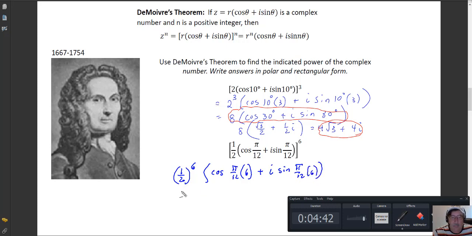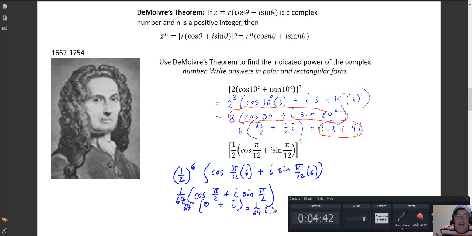And this will give us 1 over 64, I believe, is 1/2 raised to the 6th power, times the cosine of pi over 2 plus i sine pi over 2. That's multiplying the pi over 12 times 6. And this is our polar answer. Now to go rectangular or standard form, we just have to know the cosine of pi over 2 is 0, plus the sine of pi over 2 is 1. So 1 times i is i, multiplied by the 1 over 64. Here I'm running out of room. And we will get 1 over 64 i as the answer in standard form. Or you might want to put 0 plus 1 over 64 i, but of course 0 plus anything is itself.